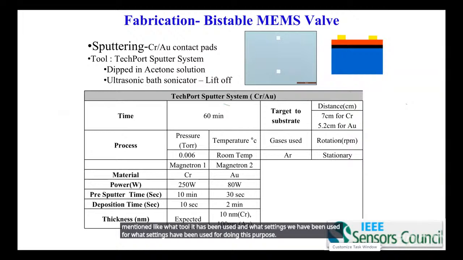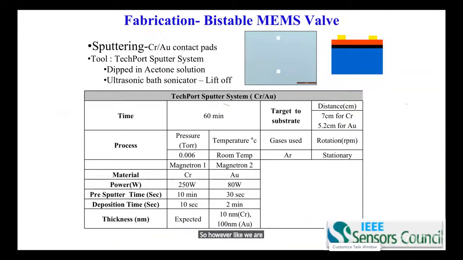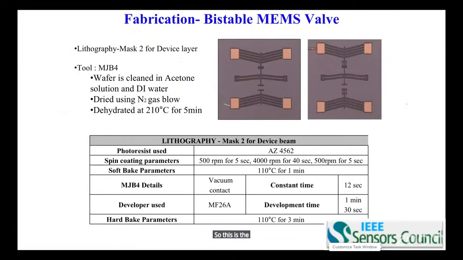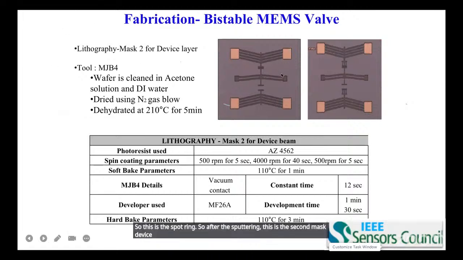However, we are not actually going for real-time hands-on fabrication from our side. We are anyway going to give the mask layers and those things. But you can just go through this, how these things happen. So this is the sputtering. After the sputtering, this is the second mask, the device layer mask, as you can see, for both of our systems, that is the 3T head mechanism and this is a single T head mechanism.